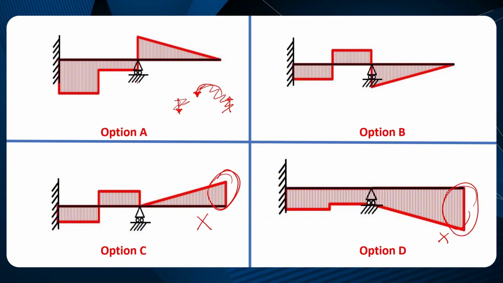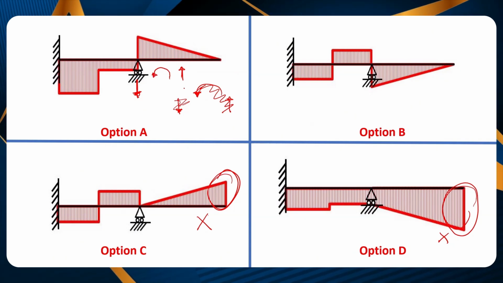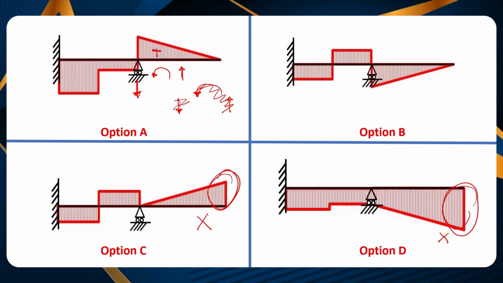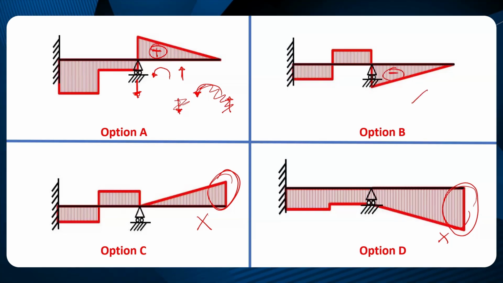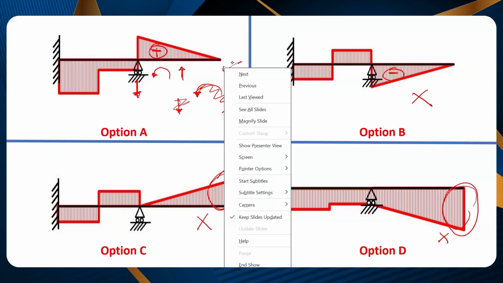As we have a downward reaction at this point, and here we have some upward force, which is creating anti-clockwise moment. Anti-clockwise moment should be drawn on the positive side, and positive side is here. Here we don't have positive side, this is negative side. It means that this option should be incorrect. So the correct option is option A.